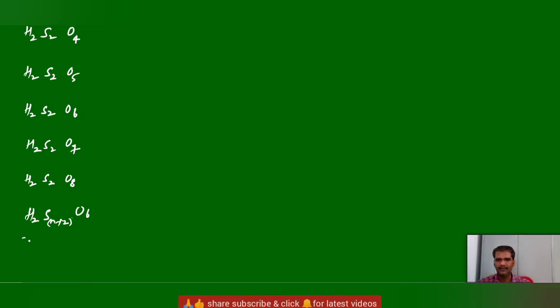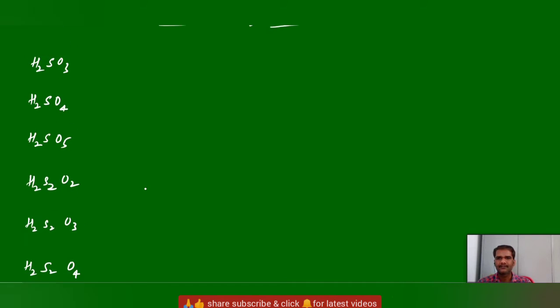So here n values, n equal to, we can take 1, 2, 3 mostly. So these are the various oxy acids of sulfur. You can see their names. H2SO3, you know that this is a sulfurous acid or orthosulfurous acid. H2SO4, sulfuric acid.